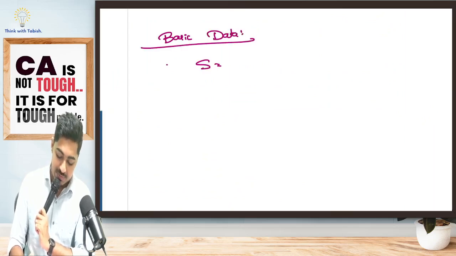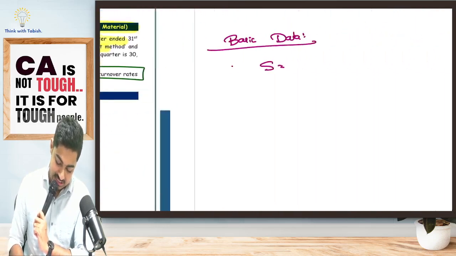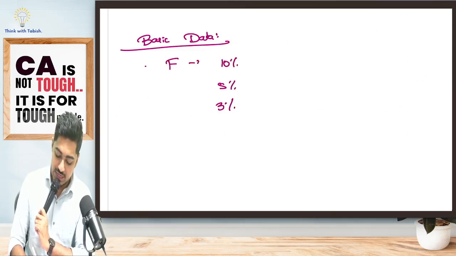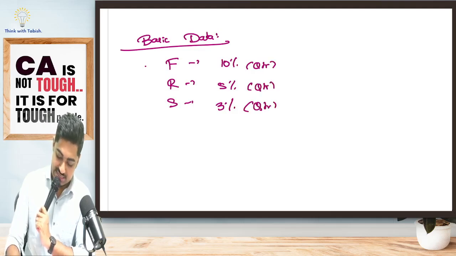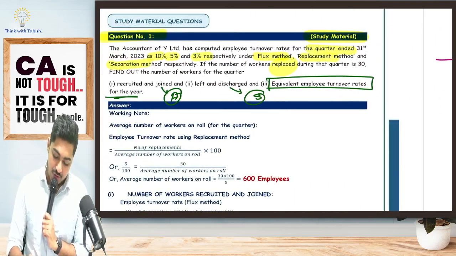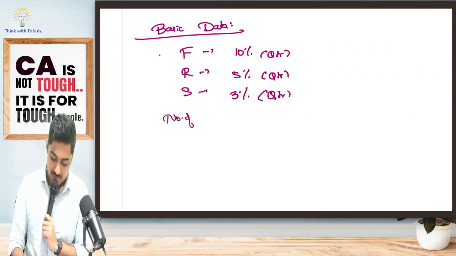Tell me, as per separation, how much percentage is it, students? Separation is 3%. Flux is 10%, 5%, 3%, as per flux, replacement, separation. All these are per quarter. Then what more is given? Number of employees replaced is 30.